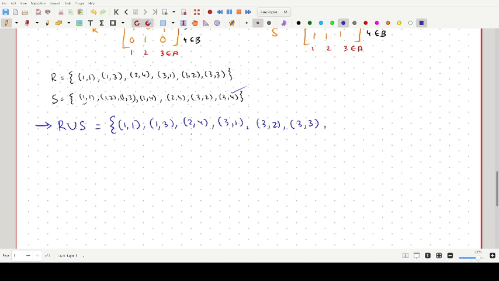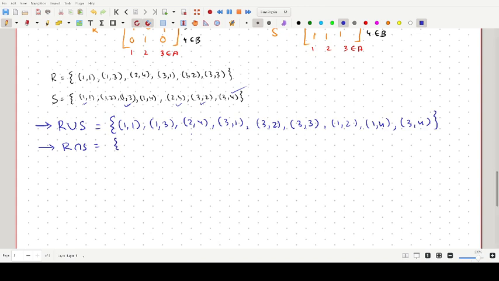But then 1 comma 1 is a repetition. 1 comma 2, we could write 1 comma 2, and 1 comma 3 is also a repetition. 1 comma 4, that's new. 2 comma 4 is a repetition. 3 comma 2 is another repetition, and then 3 comma 4 is the last element. So this is R union S, and R intersection S would be as follows.